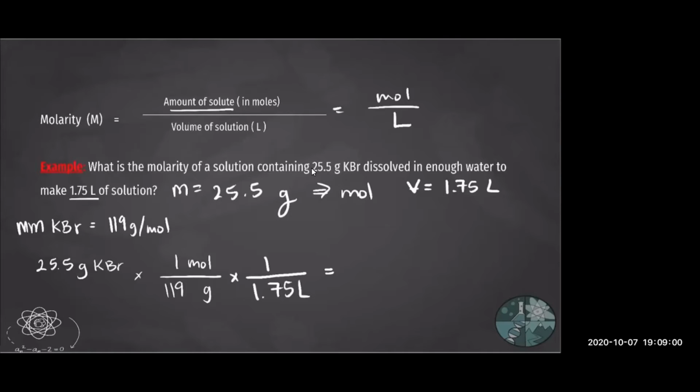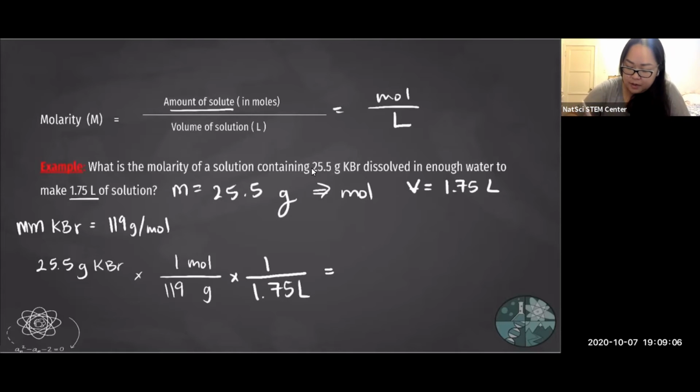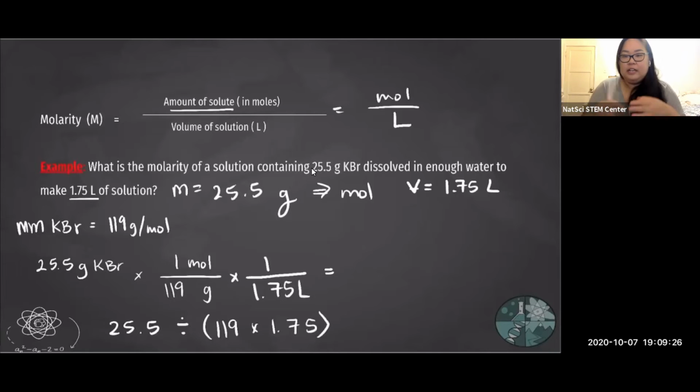Do you have to divide 25.5 by 119? With these, you want to make sure that you're multiplying everything on top first and then dividing by the total of the bottom. You'd set up in your calculator as 25.5 divided by 119 times 1.75. Anything in the numerator and the denominator, you multiply each of them by themselves first. Everything on the bottom is multiplied together, everything on top is multiplied together, and then you divide. If you don't, then your numbers can really go off from there.